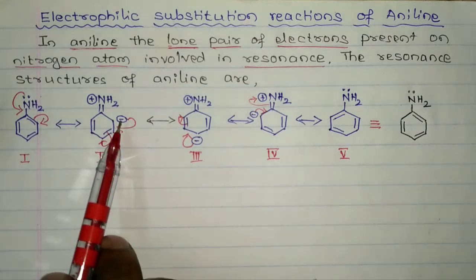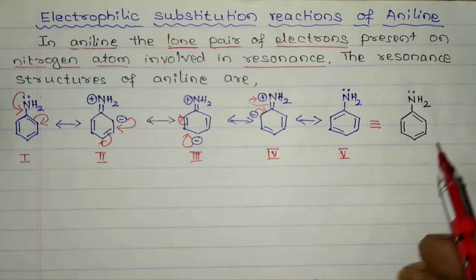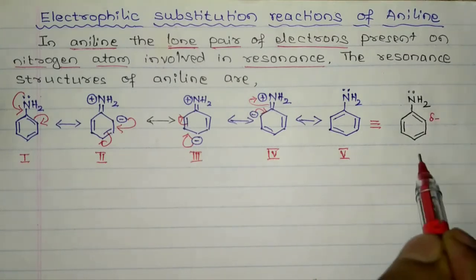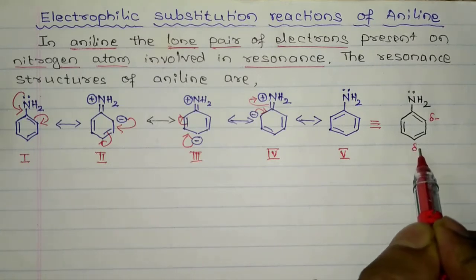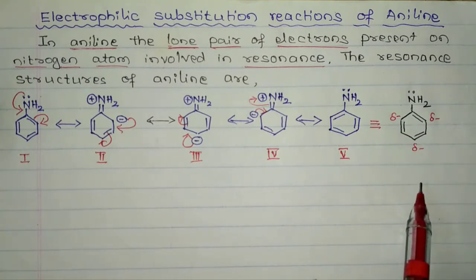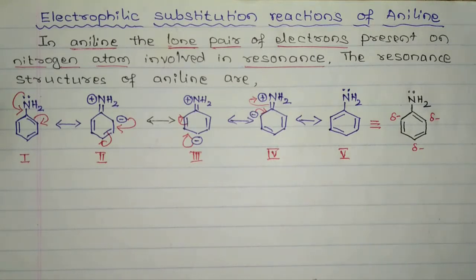Here we can see that at the ortho and para positions, there is a slight increase in the negative charge. Electron density is more, which can be represented by writing delta minus. The incoming electrophile attacks these positions only. This is about the resonance structures of aniline. Now let us see the next part.